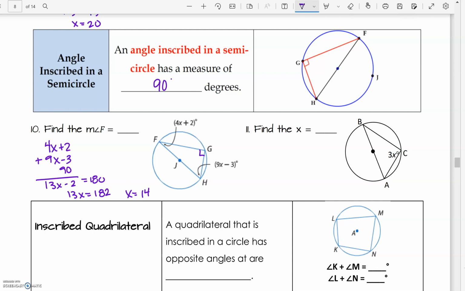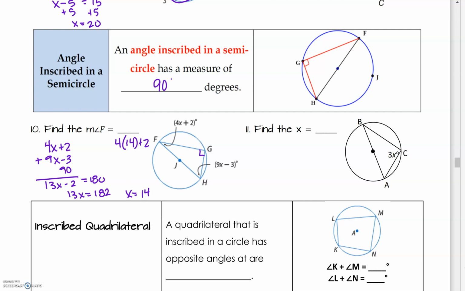So if x is 14, we could plug it back in for f and do 4 times 14 plus 2. And that's going to give us 58 degrees. So if this one is our angle across here, it's in the semicircle, or it's across from our diameter, we know it's a right angle. So 3x is going to have to equal 90 degrees. So x is going to equal 30 when we divide by 3.